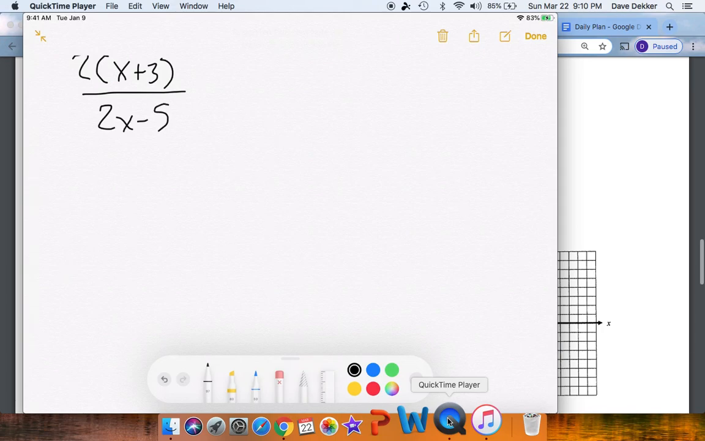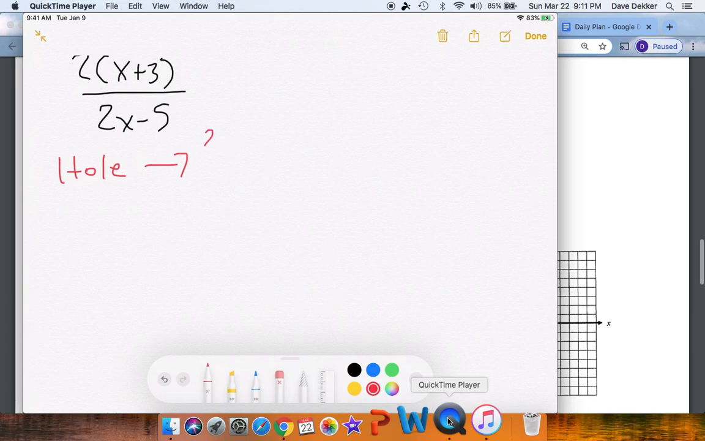Okay? And so if I want to know what's going on at that hole, let me do that in a different color here. Okay, what's going on at the hole? I need to plug in x equals, let's see, the hole is at 3. I need to plug a 3 into this simplified function. It's going to tell me the y value of the hole.